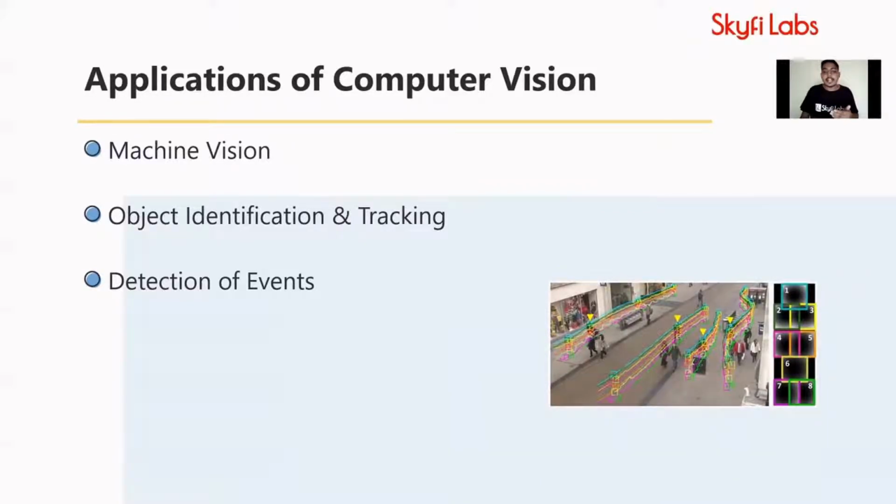Detection of events. It is similar to object identification and tracking, but it happens on a continuous basis. For example, in zoos, national parks, and forests, we want to track the motion of the animals and what path they generally take, so that they do not enter a dangerous place, they don't harm others and don't get harmed, and they don't enter human settlements. In this way, we can prevent a lot of disasters from happening.